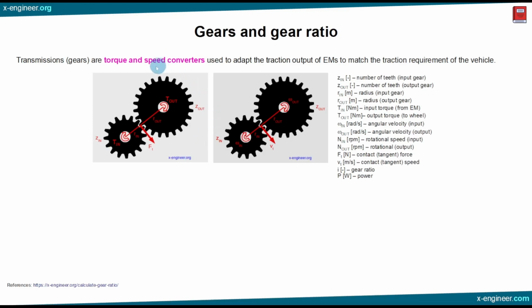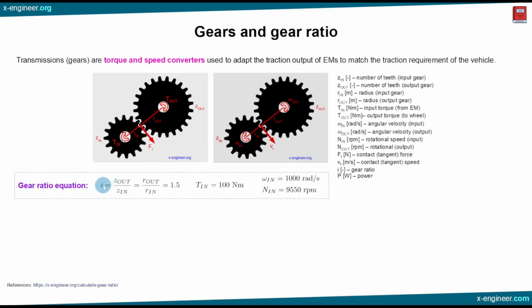Let's take an example, a simple pair of gears where we have an input wheel and an output wheel. The input wheel has Z-in number of teeth, has a torque T-in applied to it, its radius is R-in, and is engaged with an output wheel which has a Z-out number of teeth, an output torque T-out, and the radius R-out. In the contact between the teeth of the two wheels, we'll have a tangential force Ft. Also, in the same contact point, we are going to have a tangential speed Vt.